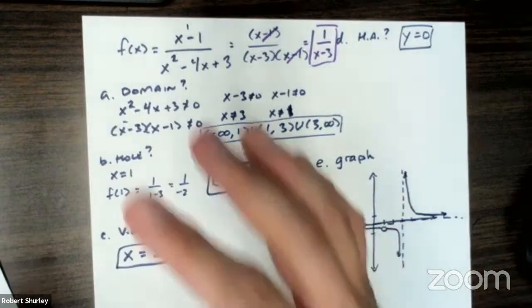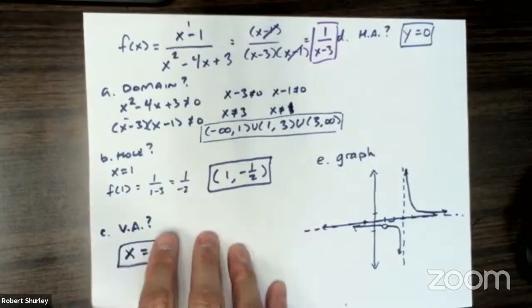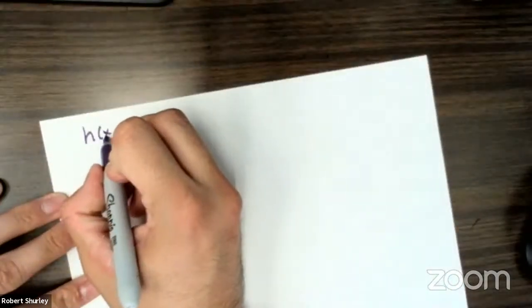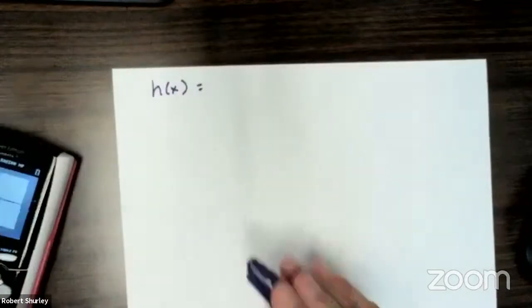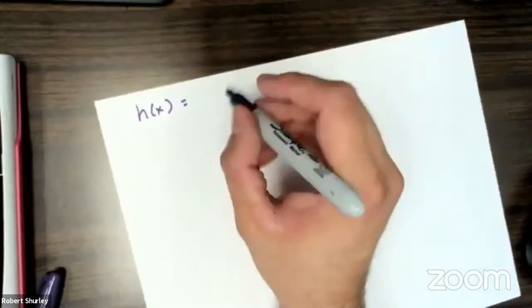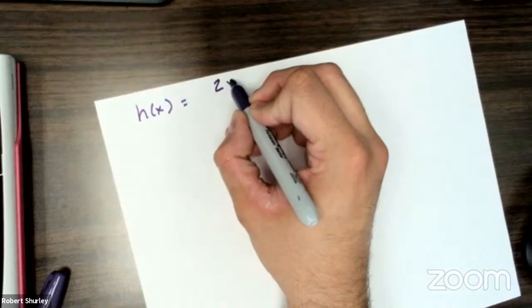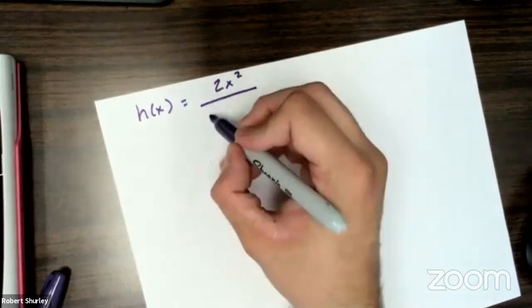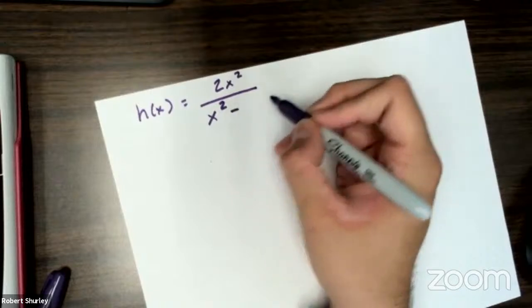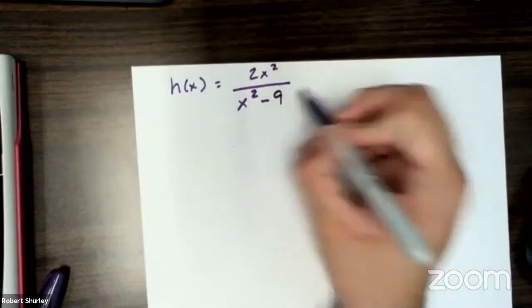I'm going to give you another one, and I want you to try this A through E for me as well. Let's say we've got h of x, doesn't matter. I'm going to steal it from the homework, actually. Let's say we've got 2x squared over x squared minus 9.